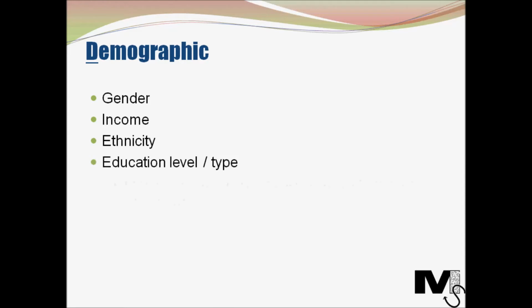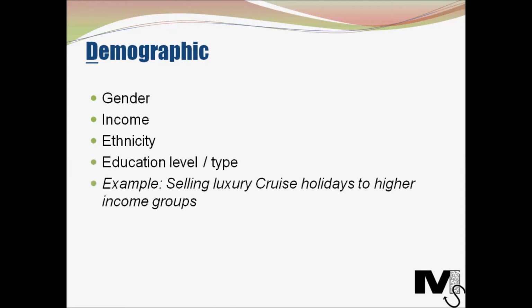And now we come on to the first type, which is demographic, which would again be very relevant to the example that I've already used. What is demographic segmentation? It's segmenting the audiences based on things like gender, income levels, ethnicity, education type or education level. Now let's get an example relevant to demographic segmentation. For instance, a good example would be selling luxury cruise holidays.